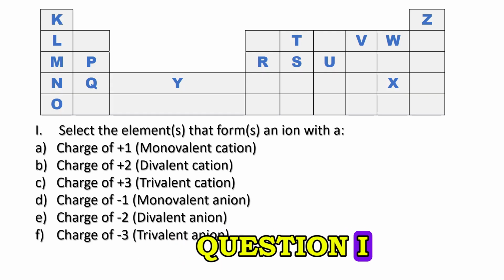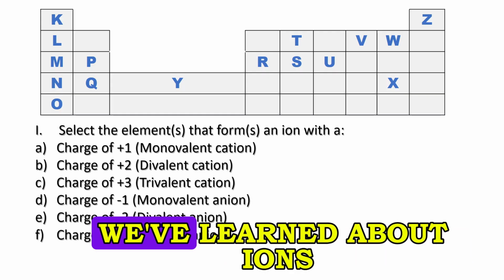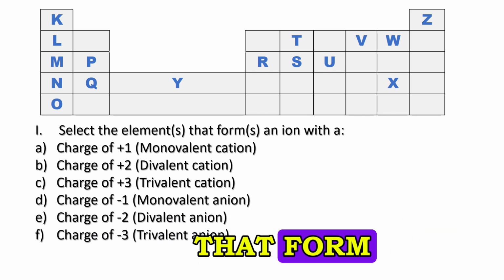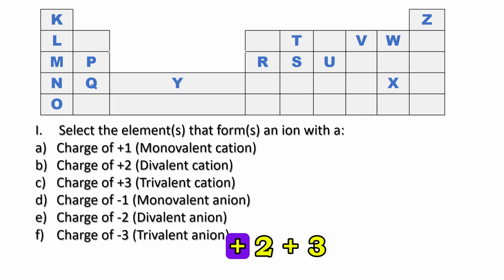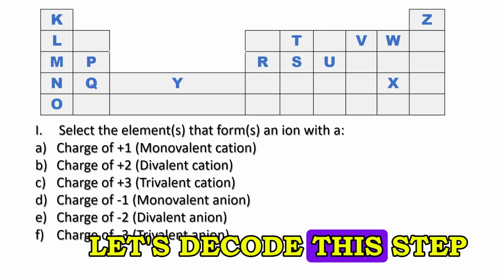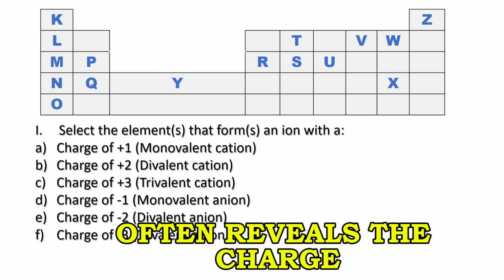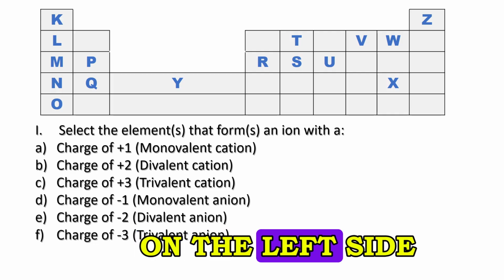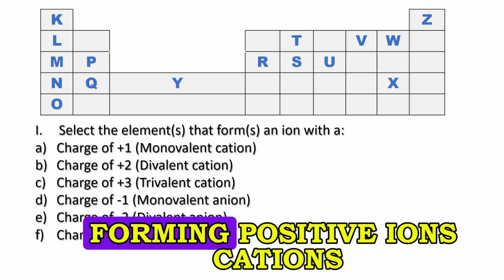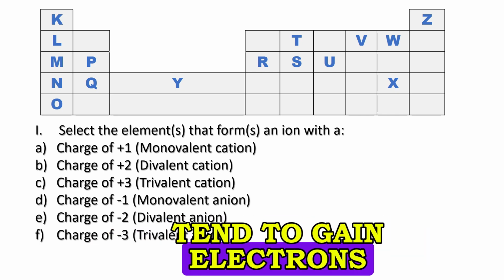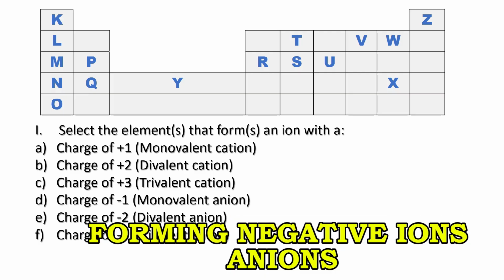Now we come to question 1, and this one ties together everything we've learned about ions and their charges. The question asks us to select the elements that form ions with charges of +1, +2, +3, -1, -2, and -3. Let's decode this step by step. In the periodic table, the group number of an element often reveals the charge of its ion. Metals on the left side of the table tend to lose electrons, forming positive ions, cations, while nonmetals on the right side tend to gain electrons, forming negative ions, anions.